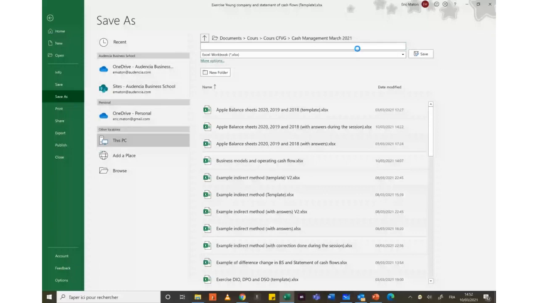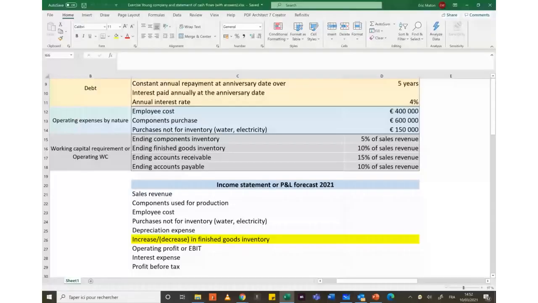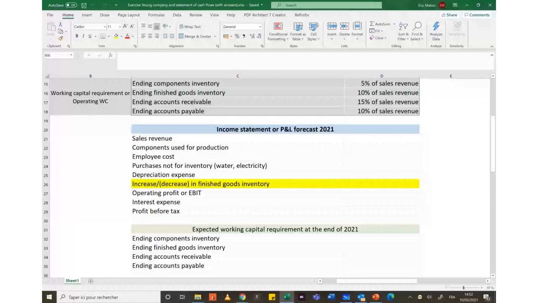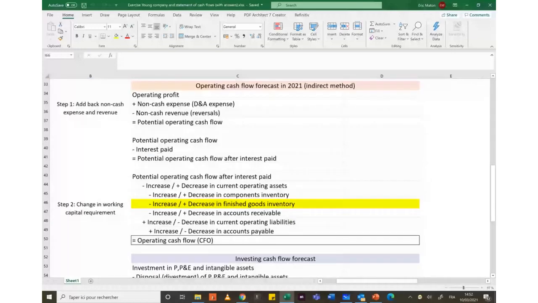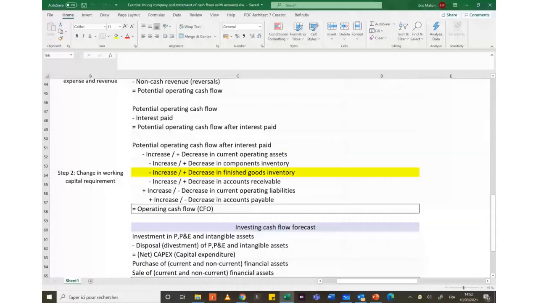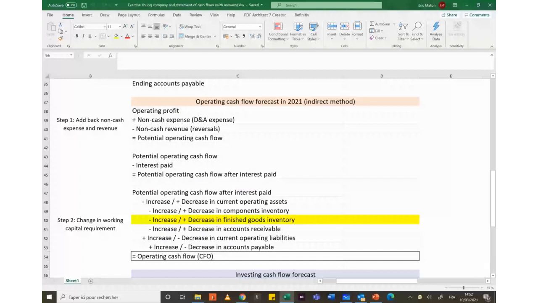We propose to create the statement of cash flows with the indirect method and with the direct method. Indirect or direct method, you have the choice only for the operating cash flow. For the investing cash flows and the financing cash flows, of course, you can use only the direct method. You show directly the receipts and the disbursements.